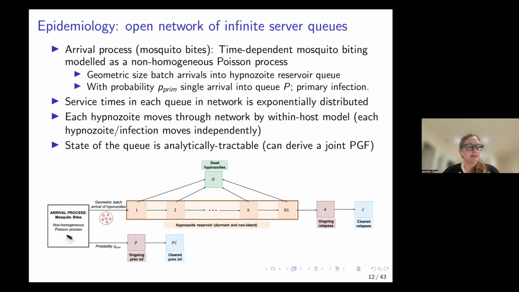And we can treat each hypnozoite and infection. If we're okay to assume that they're moving independently through this queue, then the state of the queue is actually analytically tractable, in the sense that we can write down a joint probability generating function for the probability of having any number of hypnozoites or infections in any of these queues at a given time. I won't show it to you here, but I'll come back to the probability generating function later.